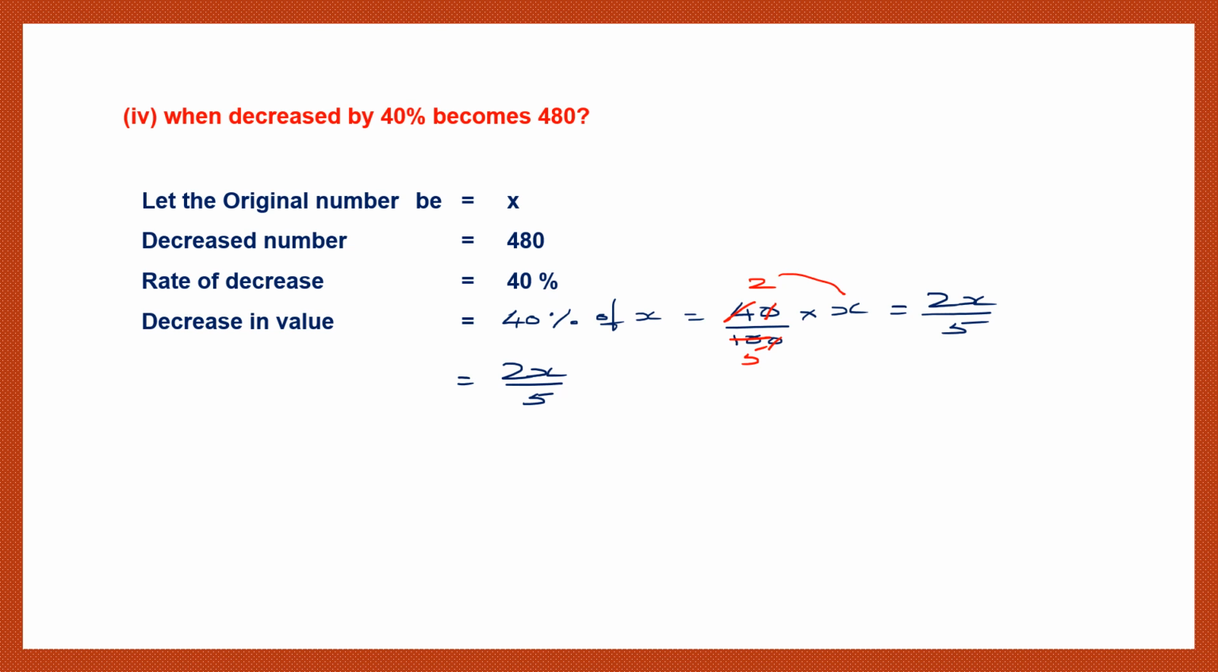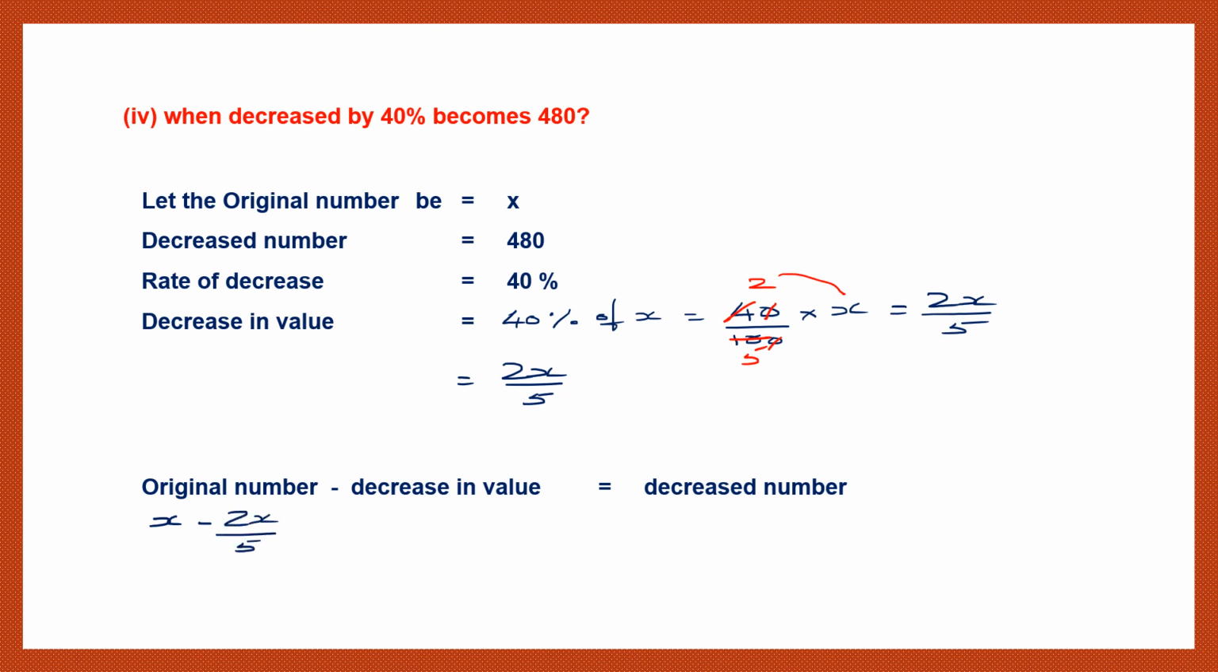Now we have to find the original value. For that we're going to say original number, that is x, minus the decrease in value, that we found, 2x by 5. So let's write that, 2x by 5. All this will be equal to the decreased number. And what is the decreased number? 480. So let's write that, 480. Now we need to work out this x minus 2x by 5.